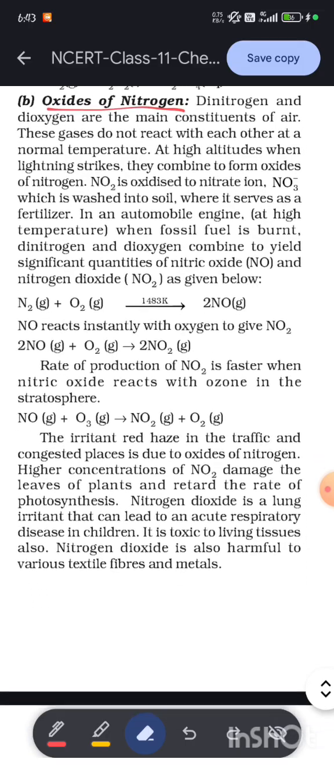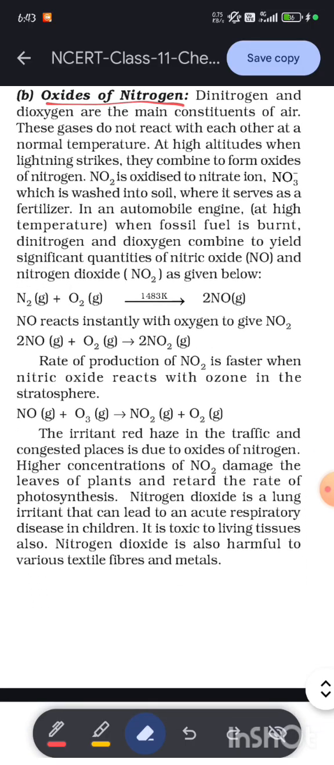The irritant red haze in the traffic and congested places is due to oxides of nitrogen. Higher concentrations of NO2 damage the leaves of plants and retard the rate of photosynthesis. Nitrogen dioxide is a lung irritant that can lead to an acute respiratory disease in children. It is toxic to living tissues also. Nitrogen dioxide is also harmful to various textile fibers and metals.